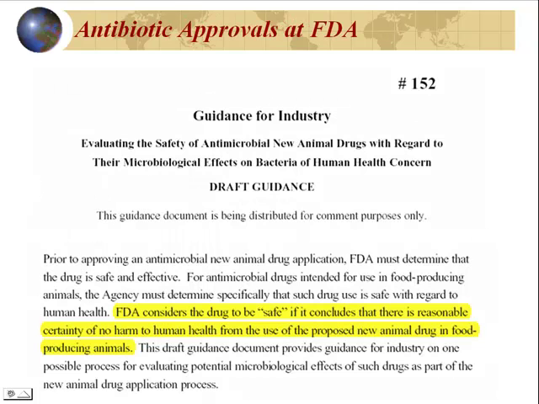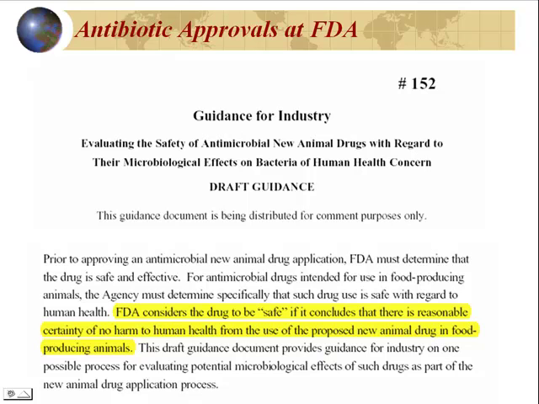Part of the difficulty we have is how FDA is approaching antibiotic approvals and reapprovals of drugs that are used in animal agriculture. This is one of the documents that you have to use when you go through the application process. It's called their Guidance for Industry Document 152. And in it, they say that they consider the drug to be safe if it concludes that there is reasonable certainty of no harm to human health. Reasonable certainty of no harm.